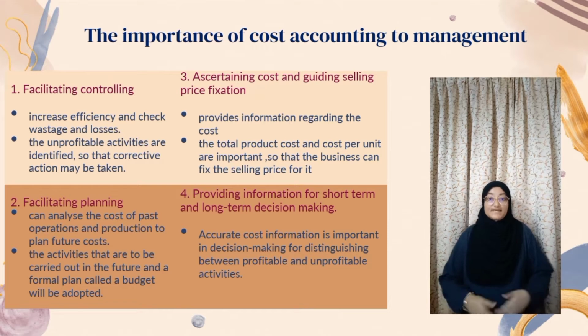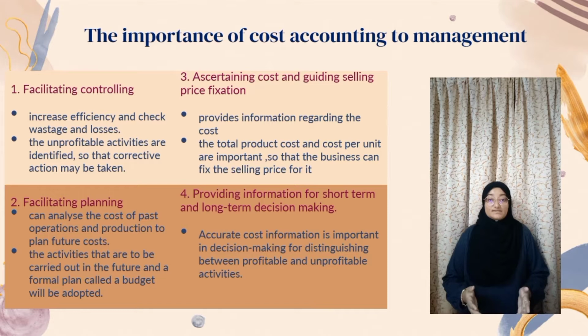Number 3, ascertaining cost and guiding selling price fixation. One of the major factors that affect price determination is the cost of production. Cost accounting provides information regarding the cost to make and sell a product or provide a service. The total product and cost per unit are important in deciding the selling price of a product.